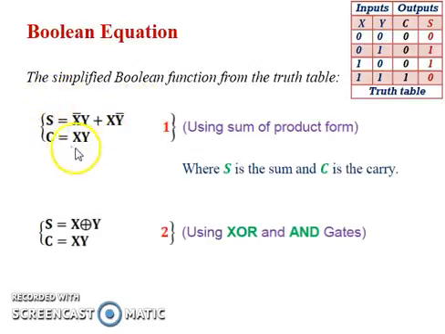Now if you apply some Boolean algebra and reduce this sum part, you can see that the equation of the sum reduces to the equation of the XOR gate, because x bar y plus xy bar is nothing but the equation of an XOR gate. So this one is the reduced expression. Once you get the Boolean equation, the next step is to implement it using logic gates.